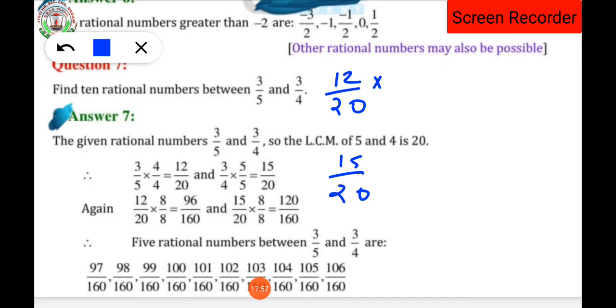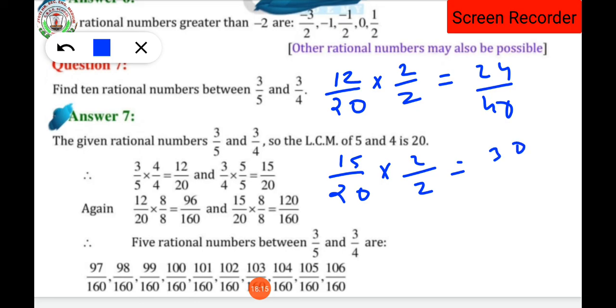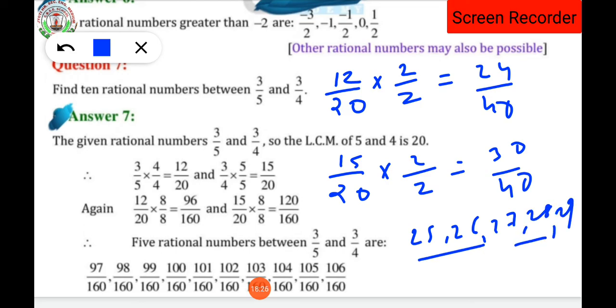So for that you have to multiply by such a number. Let me tell you, if you multiply by 2, what is that? 24 upon 40. And here again multiply by the same number 2, so 30 upon 40. So between 24 and 30, how many rational numbers will be there? 25, 26, 27, 28 and 29. Only 5 rational numbers are going to be seen.